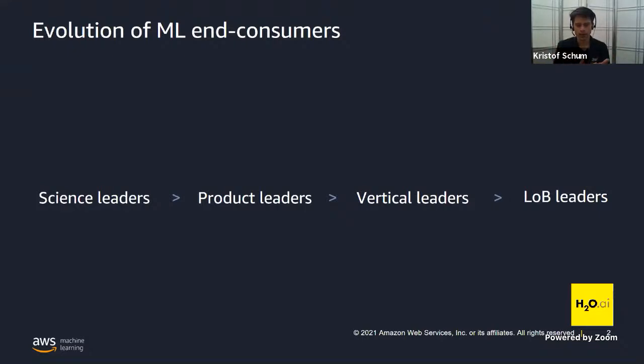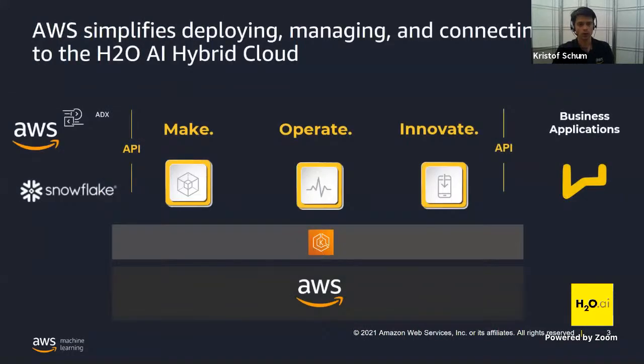But then we see an evolution unfolding, with, in this current wave, vertical leaders wanting to consume bespoke, tailored applications. We also see another wave of line of business leaders, such as CFO automation and CMO automation, wanting to consume AI applications. That's why we are particularly excited to be in partnership with H2O, in which AWS simplifies deploying, managing, and connecting the data to the H2O AI Hybrid Cloud.